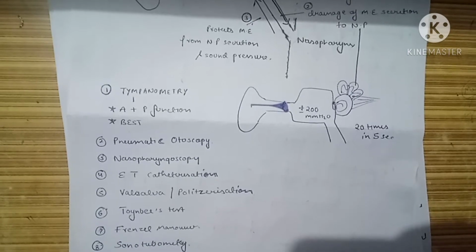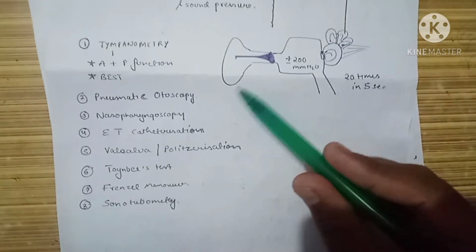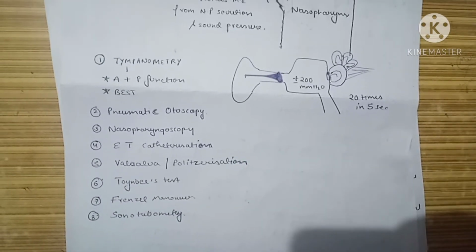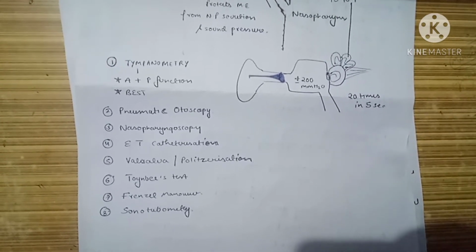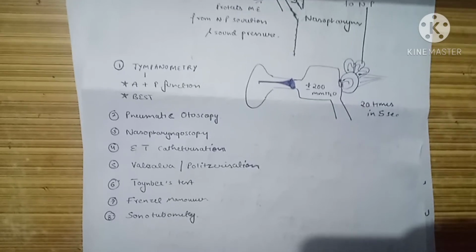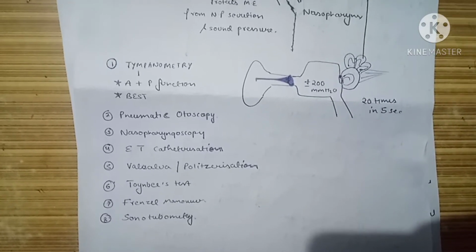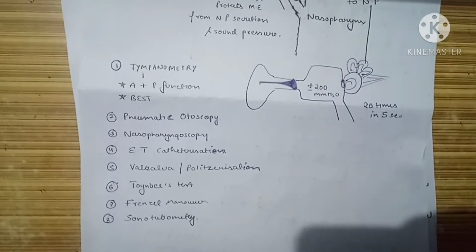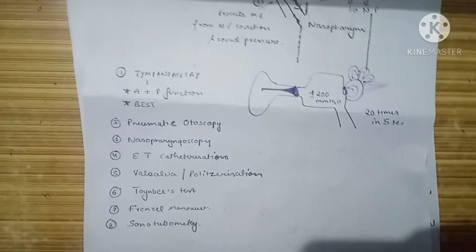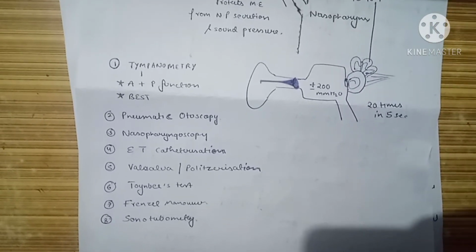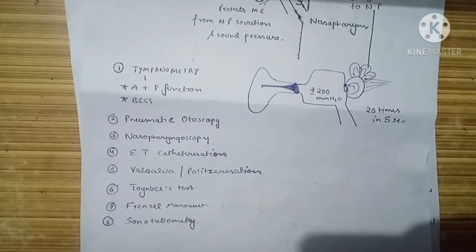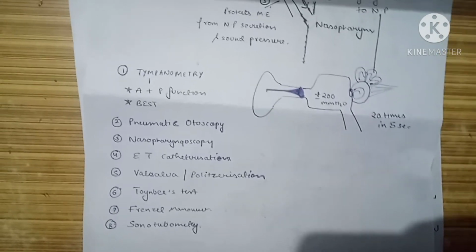Now why this test is considered best is because all of these other tests measure the anatomical patency of the Eustachian tube, meaning just anatomically how patent the Eustachian tube is. But tympanometry is actually telling us about the physiological functioning of the Eustachian tube. This is because tympanometry is the best and most reliable test in checking the Eustachian tube patency and functioning.